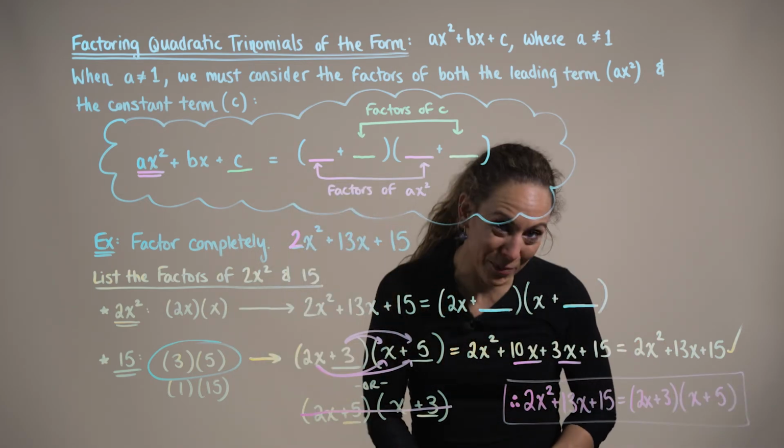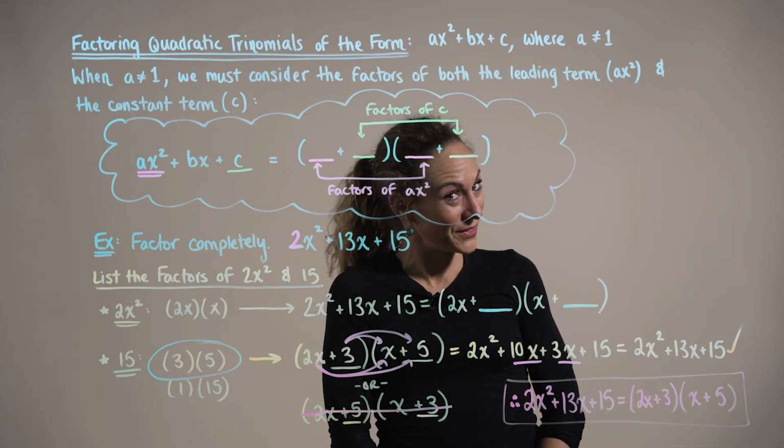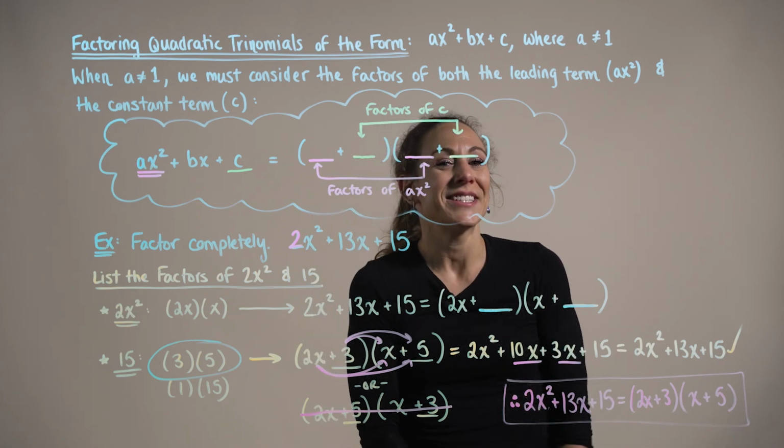So we have factored completely and checked our work. So we can say that 2x squared plus 13x plus 15 is equal to the factored form 2x plus 3 times x plus 5.